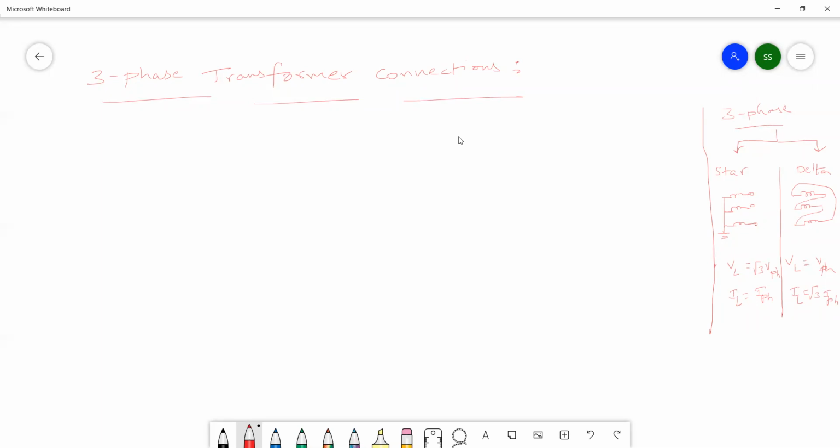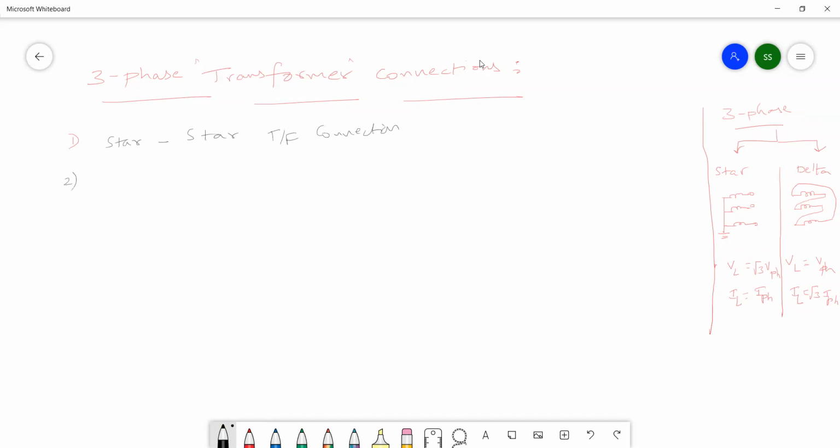Now, 3 phase transformer connection. A transformer generally has two sides. One is the primary side, another one is the secondary side. So what are the maximum possible configurations under 3 phase? If you take the primary side as a star, you can take the secondary side either star or delta, right? That is one configuration. If you consider the primary side as a star connection and the secondary also a star connection, that is the star star transformer connection.